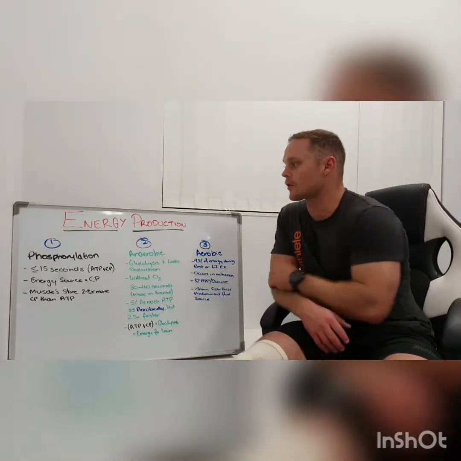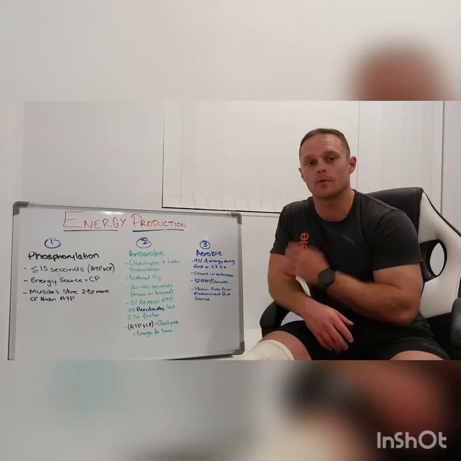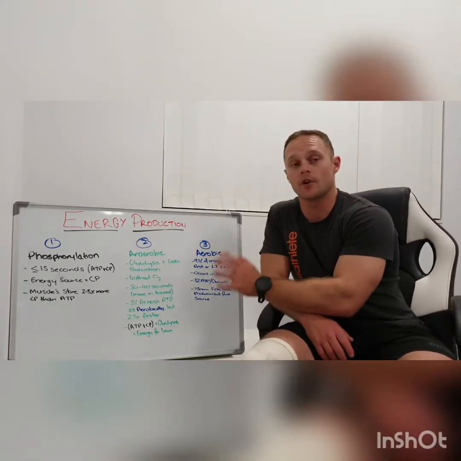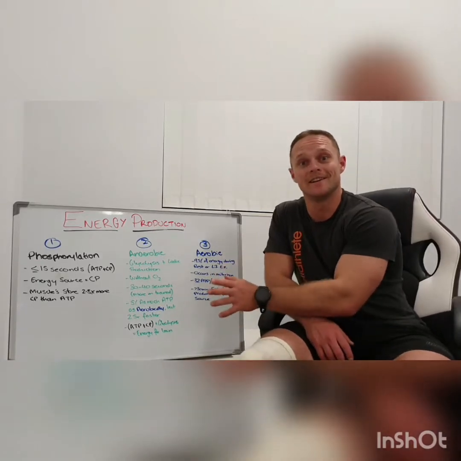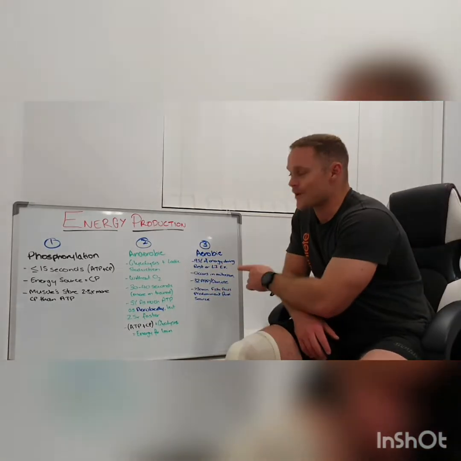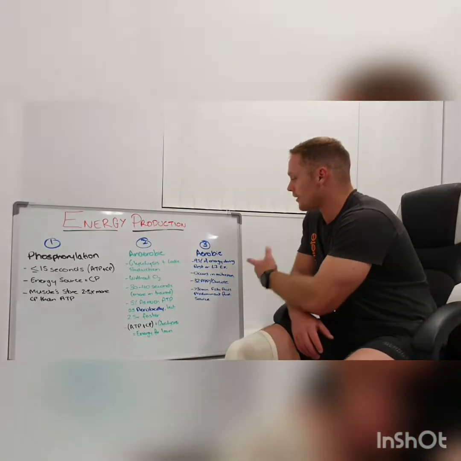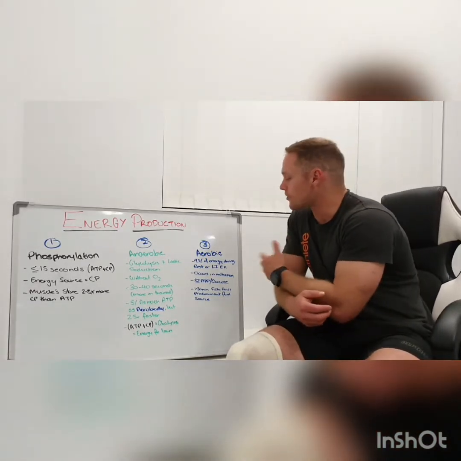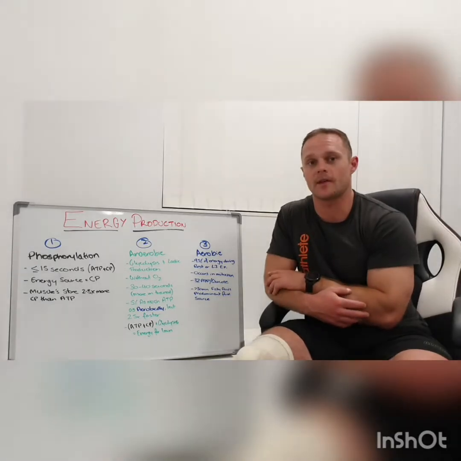So this week we're going to look into the three main forms of energy production, being direct phosphorylation. That's going to be a hard one today. Anaerobic glycolysis and aerobic glycolysis. We're going to break down when they're used, approximate time frames, and how much ATP they give.